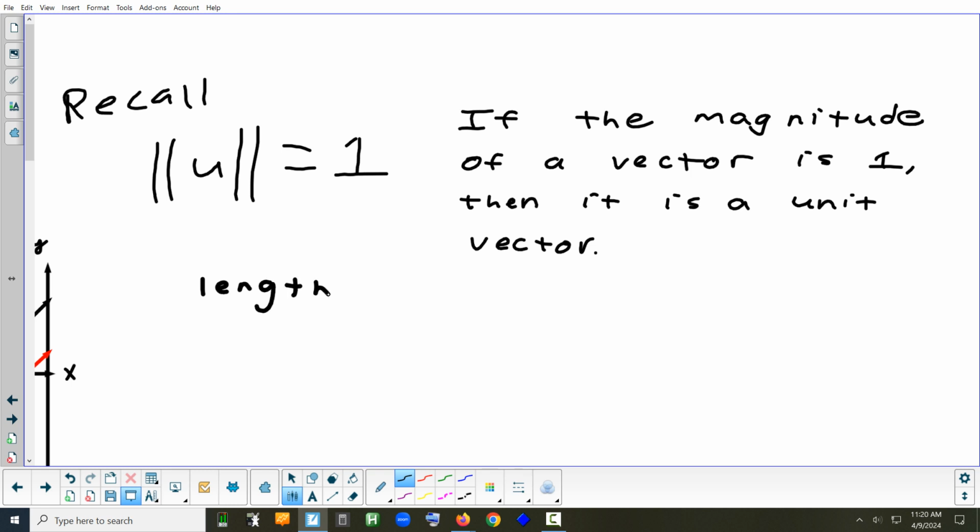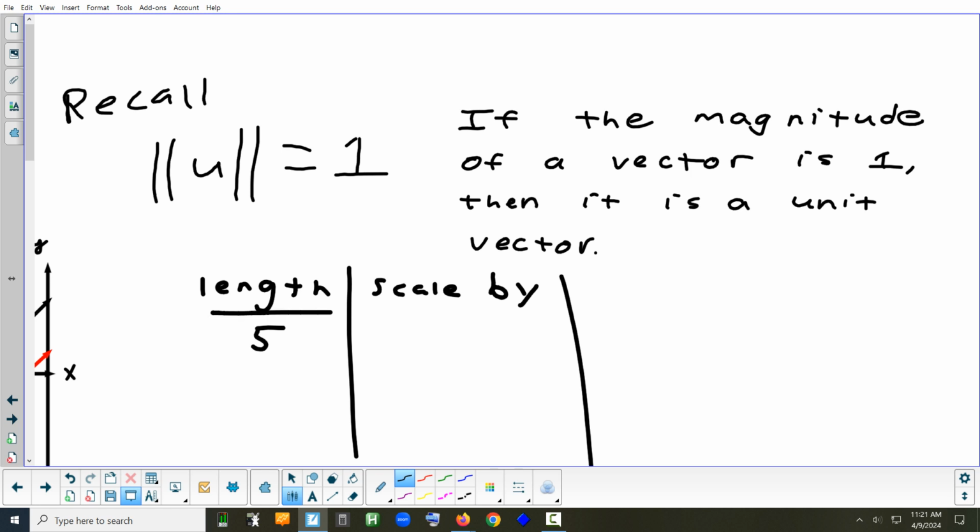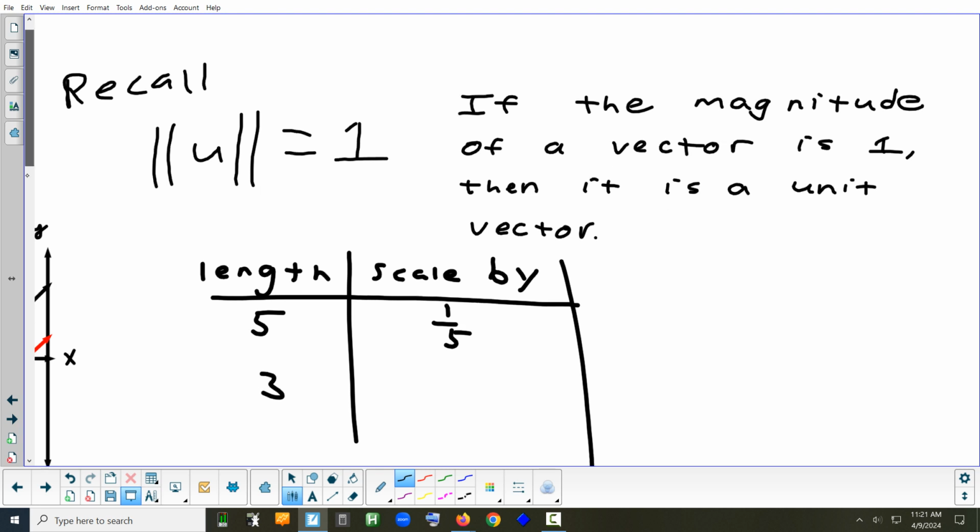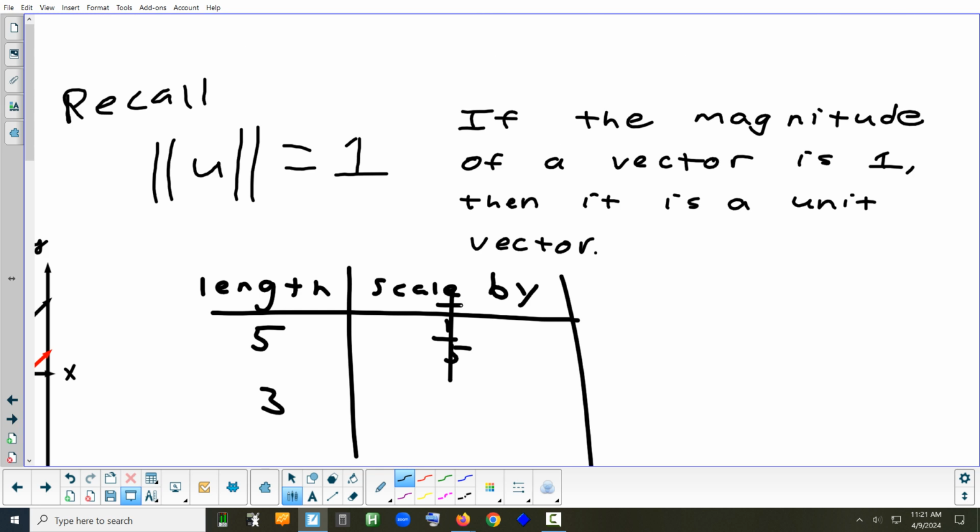Would it possibly have absolute value in it? No absolute value that I can think of. So let's say the length of a vector was 5. What would you scale it by to turn it into a unit vector? 1/5. Okay. How about if the length was 3? You would just multiply it by the reciprocal. Yes. You always end up multiplying it by the reciprocal of the length.